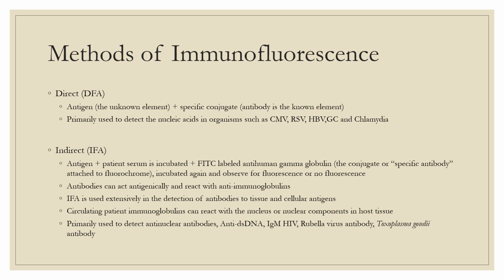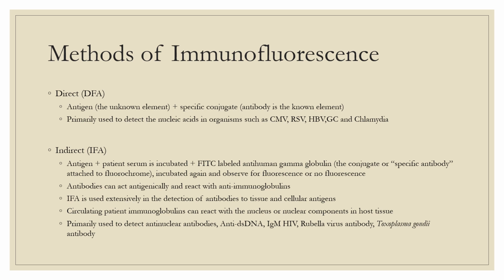In indirect fluorescent antibody testing, we have an antigen in patient serum that is incubated along with the fluorescein isothiocyanate labeled anti-human gamma globulin. This is the conjugate or the specific antibody that's attached to the fluorochrome. We incubate again and observe for fluorescence or no fluorescence. Antibodies that act antigenically and react with anti-immunoglobulins can be observed using a fluorescent microscope. Circulating patient immunoglobulins can react with the nucleus or nuclear components of the host tissue. We saw this when we were talking about anti-nuclear antibodies in the immunology course.